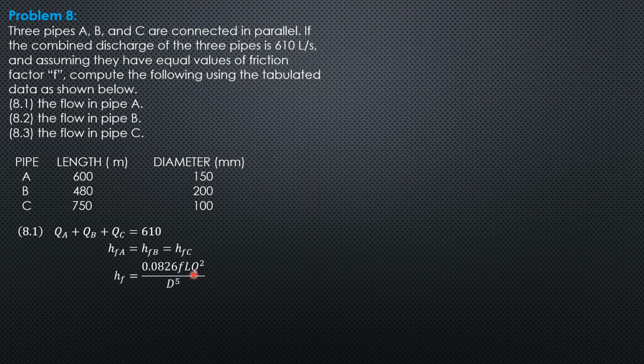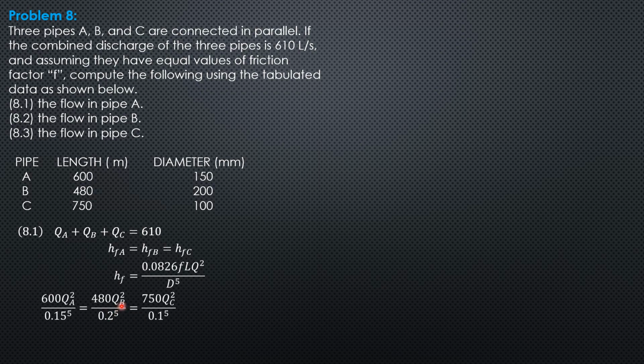Since F is common to all pipes, we will only use L Q squared over diameter to the fifth, because 0.0826 F is common to all these head losses. So length of A, 600, QA squared over 0.15 raised to 5 equals 480 QB squared over 0.2 to the 5 equals 750 QC squared over 0.1 raised to 5.